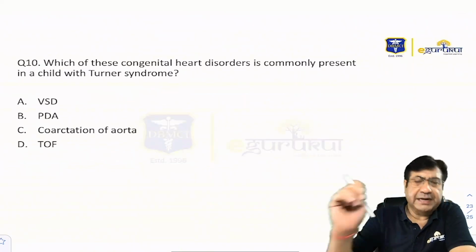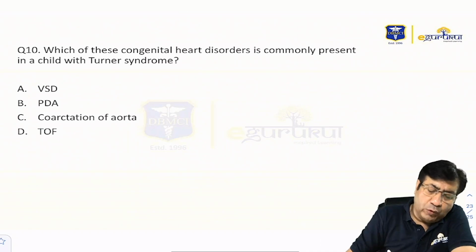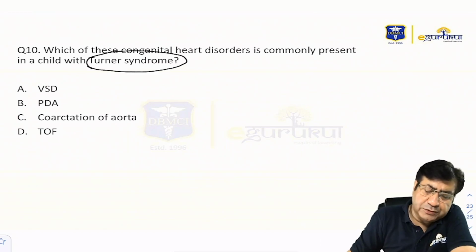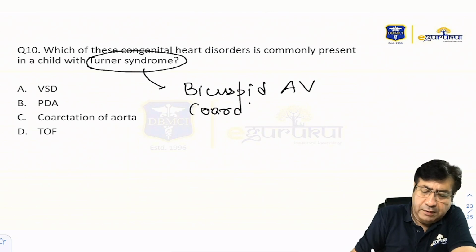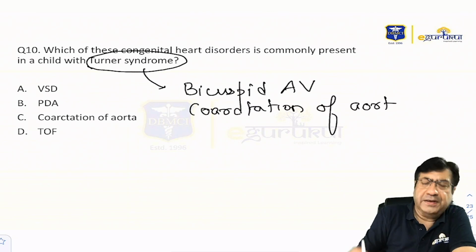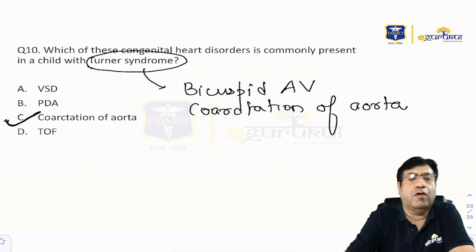And coming to question number 10, which of these congenital heart defects is commonly present in Turner syndrome? So Turner syndrome, I've told again in my classes, is often associated with a bicuspid aortic valve and with coarctation of aorta. And bicuspid aortic valve is not one of the options given here. Therefore, the best answer should be coarctation of aorta.